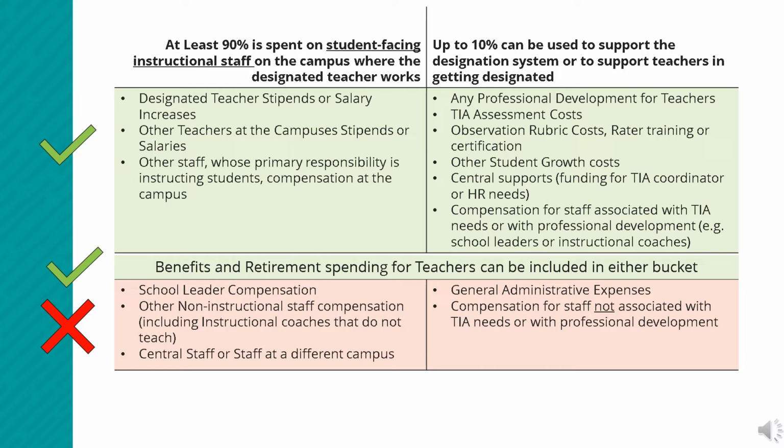The 10% cannot include general administrative expenses that don't align with these two buckets, and it cannot include compensation for staff not associated with TIA needs or with professional development. If you have additional questions about how to think about the statute, we encourage you to reach out to our team.